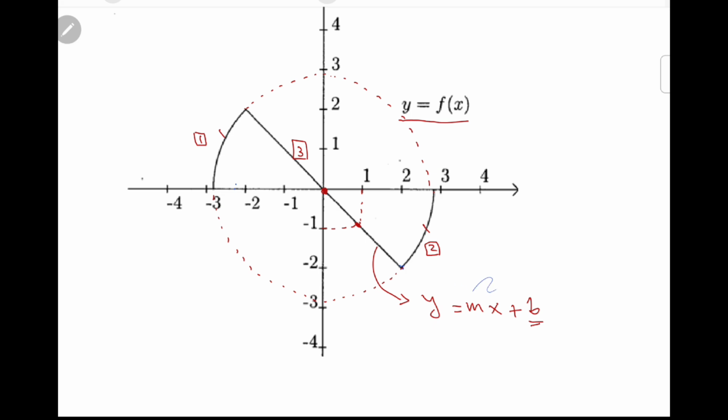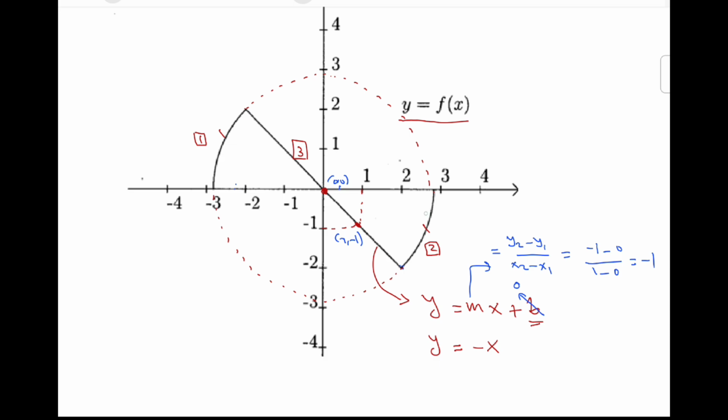You can easily calculate the slope by taking 2 points, y2 minus y1 over x2 minus x1, and the points are 0, 0 and 1, minus 1. So this will be minus 1 minus 0 over 1 minus 0, which is equal to minus 1. And b is just equal to 0. So this curve has the expression y equal to minus x.